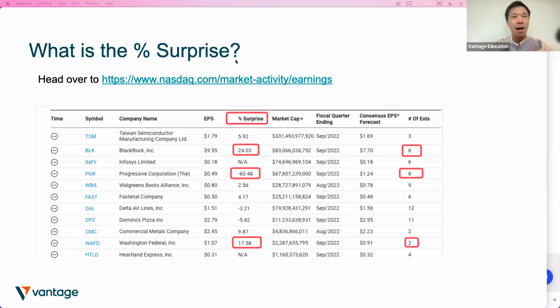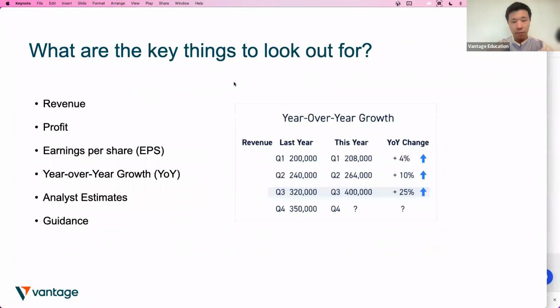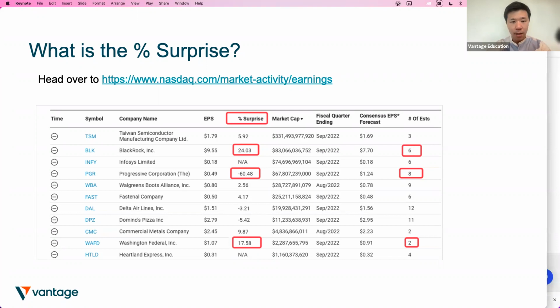So where do you go? There's a place called nasdaq.com/market-activities/earnings. I'm going to type it out over here. This is a page that you can go to. What I like about this page is that it shows you all the earnings reports that will be released on the day itself.